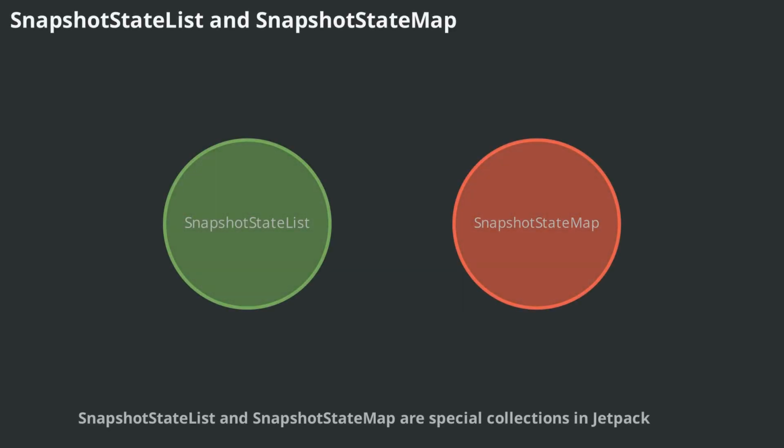Snapshot state list and snapshot state map are special collections in Jetpack Compose designed to work efficiently with Compose's state system. These collections are observable, meaning that when their content changes, they trigger recomposition in any composables that depend on them. They are ideal for managing lists and maps, ensuring the UI updates automatically as data changes.